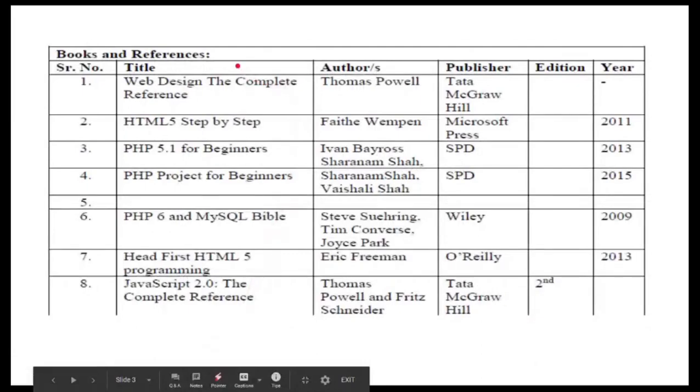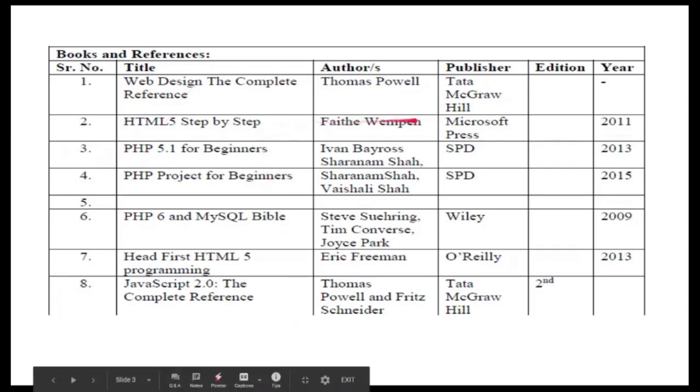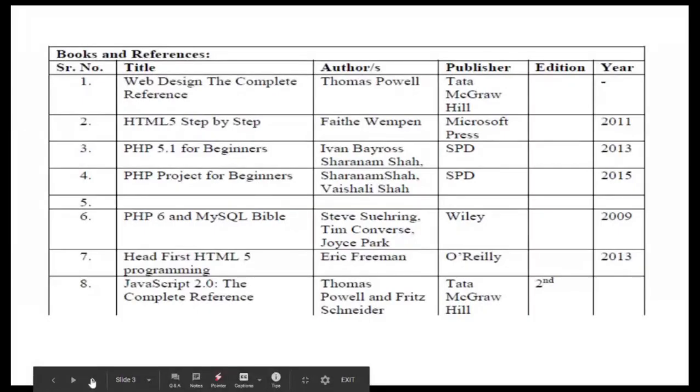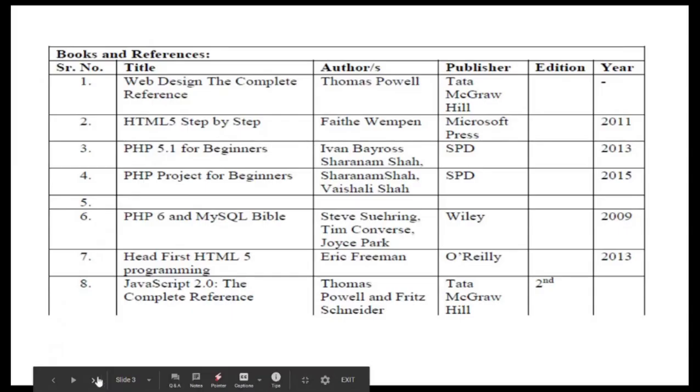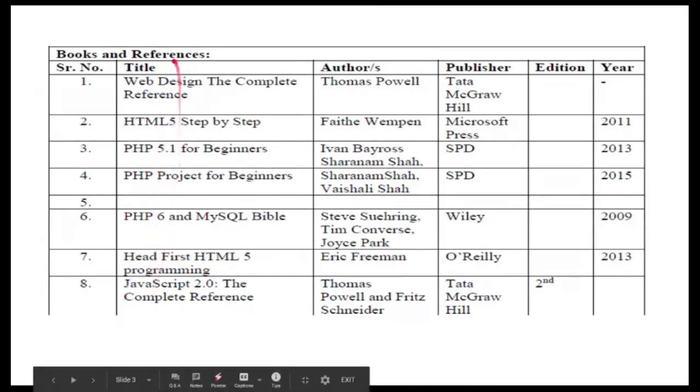As madam has already told you about the references, these are the reference books. For unit number 1, chapter 1, you can refer to Web Design: The Complete Reference, and for chapter 2, that is HTML5, you can refer to HTML Step by Step. I know you are all very familiar with HTML, but we have to go through a deep understanding of HTML5, and we are going to perform some programs also so that we can understand how HTML5 works step by step. So these are the books you have to refer to for your web programming subject.